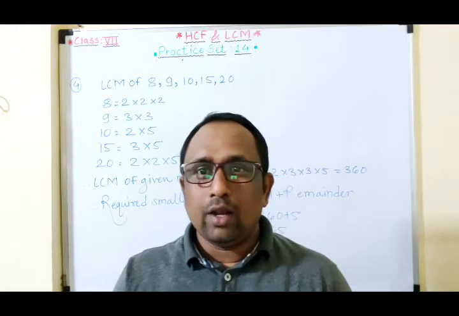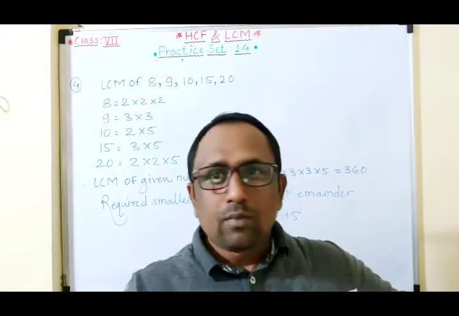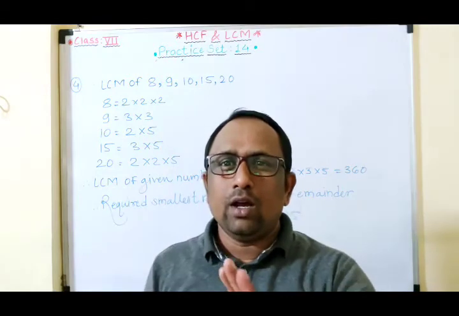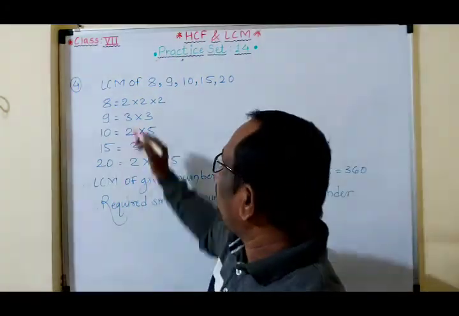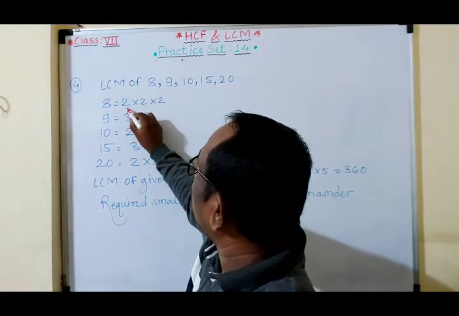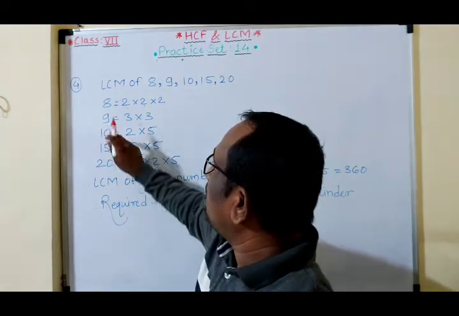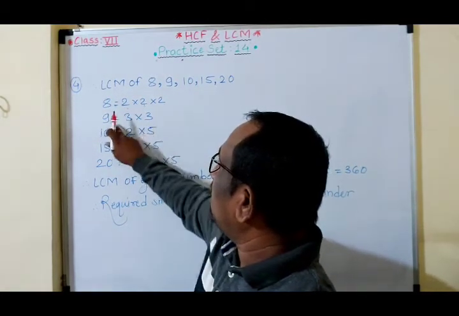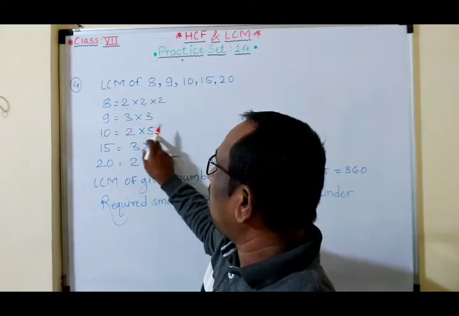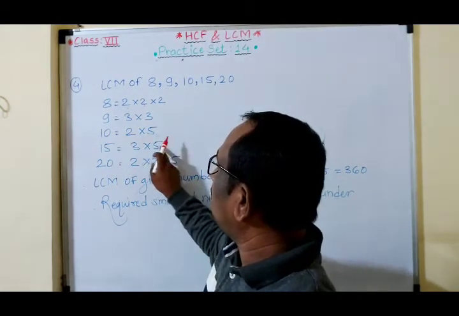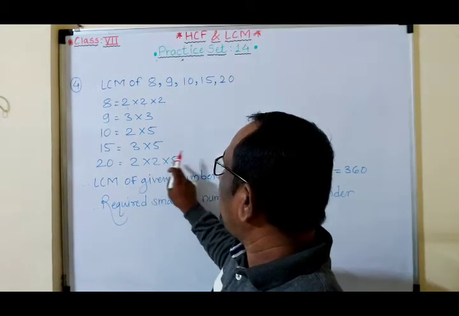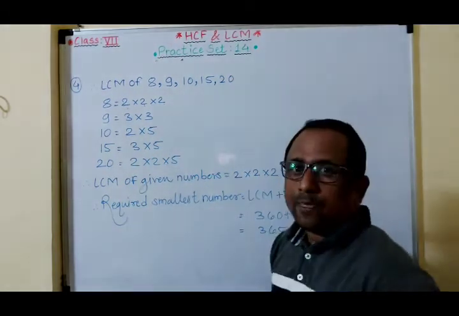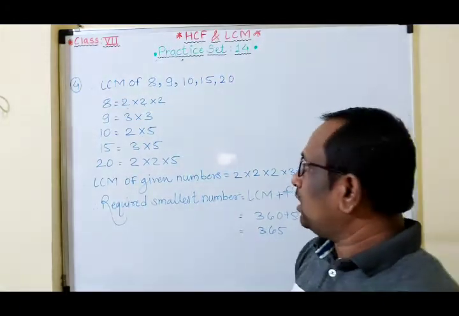Now we'll see here. First we'll find out the LCM of these numbers. Factors of 8: 2 into 2, 2 2s are 4, 4 2s are 8. Factors of 9: 3 3s are 9. Factors of 10: 2 5s are 10. Factors of 15: 3 5s are 15. And factors of 20: 2 2s are 4, 4 5s are 20. Now we have to find the LCM of this.